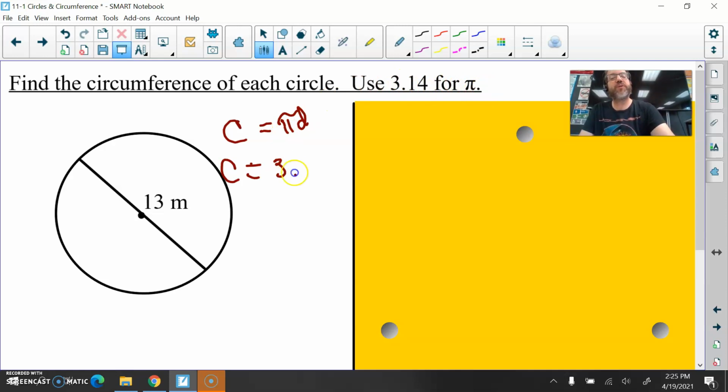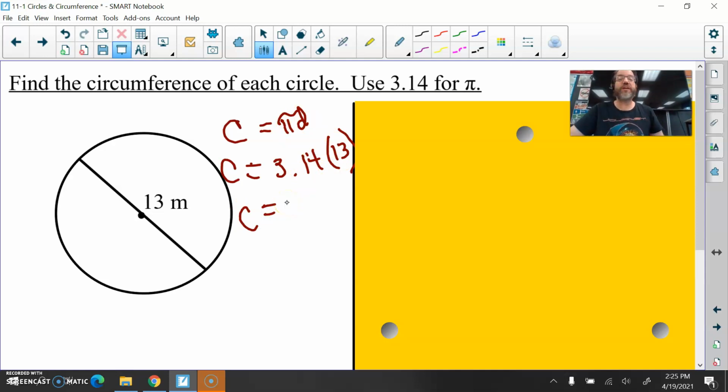So it equals 3.14 times the diameter. And I like to show I'm multiplying by using parentheses. Now, do I know the diameter of this circle? Do I know the distance all the way across the circle? I do. It says it's 13 meters. So I have C equals 3.14, that's pi, times 13, that's the diameter.